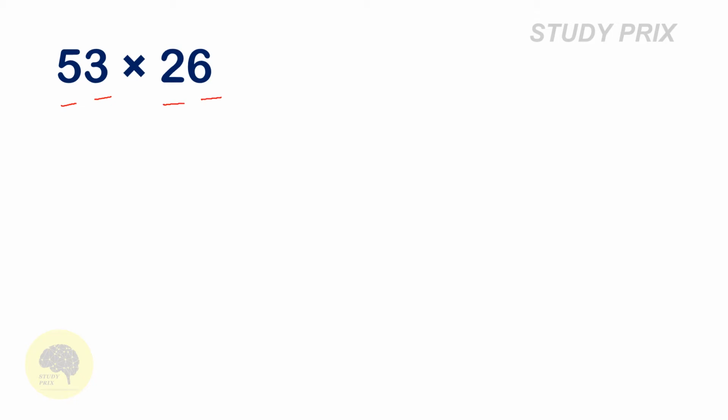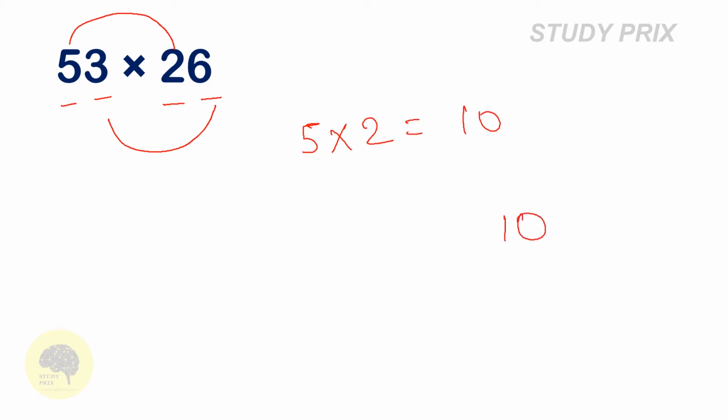The first step we have to do is the multiplication of tens place with another tens place and ones place with another ones place. Here the tens place is 5 and here the tens place is 2, which gives 10. We have to write it as 10, and here the ones place is 3 and here the ones place is 6, which gives 18. We have to write it here, which gives 1018.